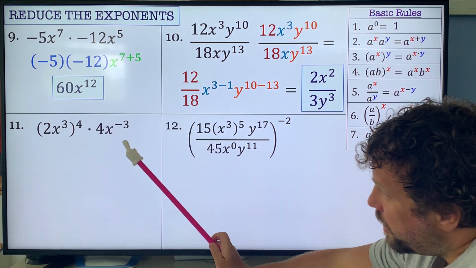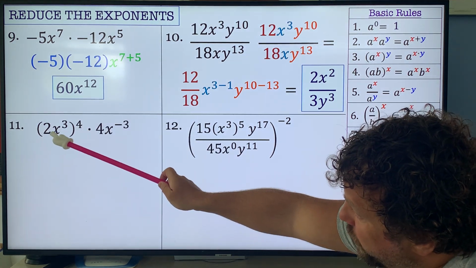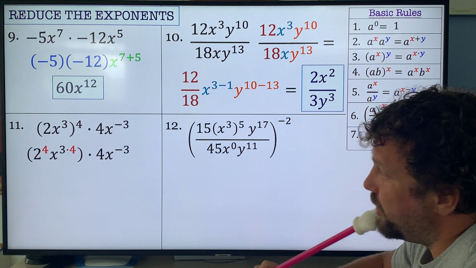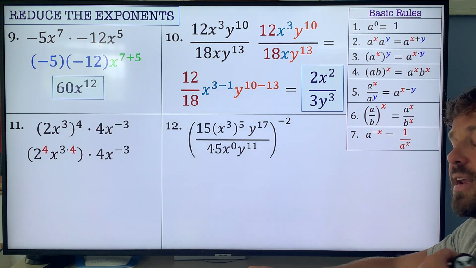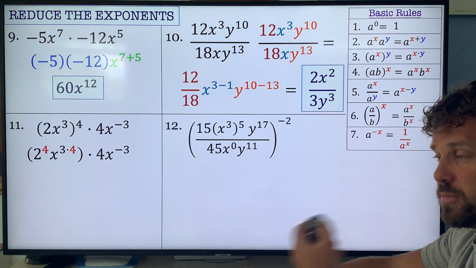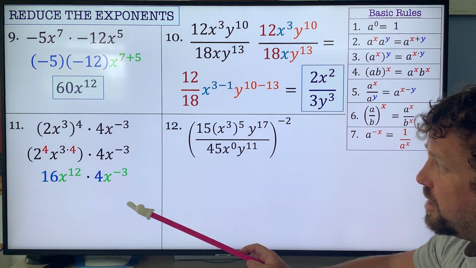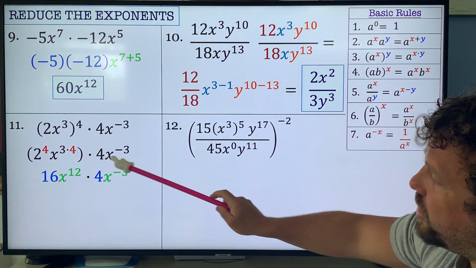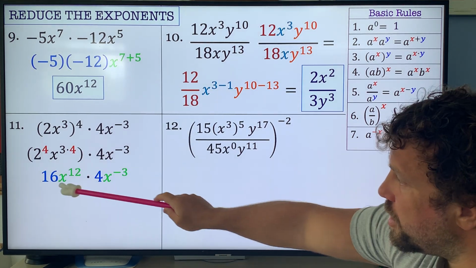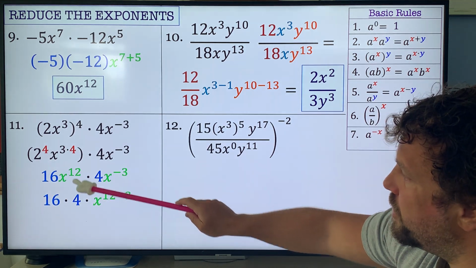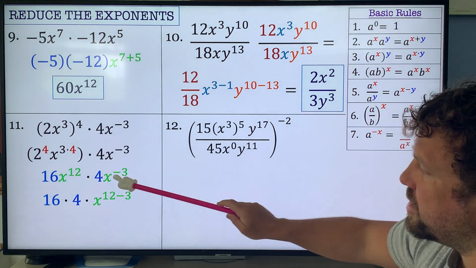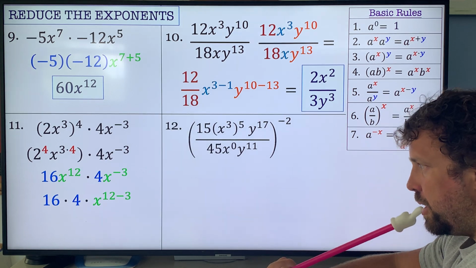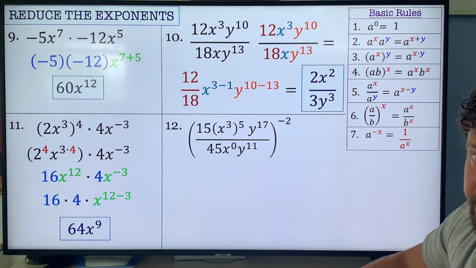Right. 14, first thing you have to do is raise both of these to a power. Do not forget to raise the 2 to the power. 2 to the 4th is not 8, it's 2 times 2 times 2 times 2, which is 16. 3 times 4 is 12, 4x to the negative 3. 6 times 4, 12 minus 3. Remember, you add exponents when you multiply them together. You get 64x to the 9th.